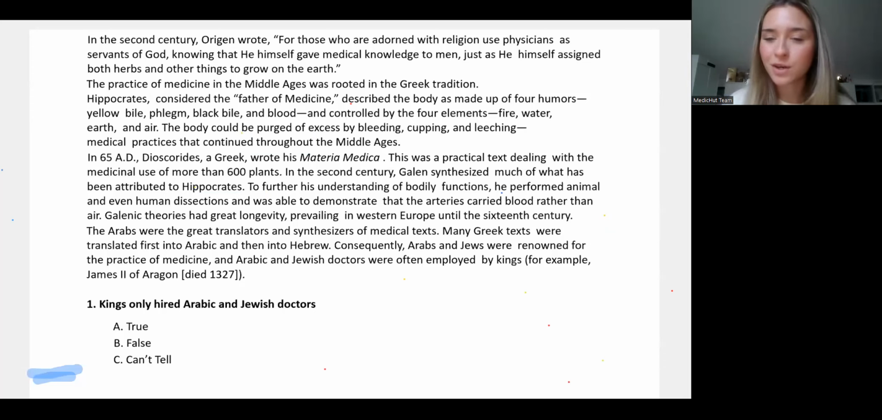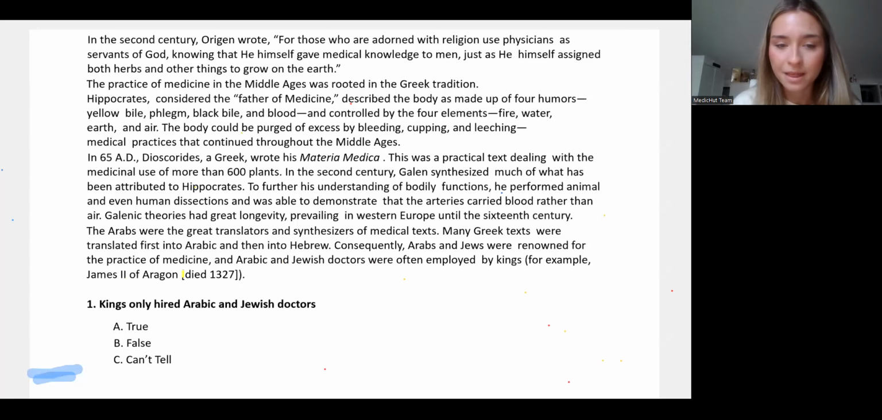So again, it's a true, false, can't tell question. So we want to be scanning for this one. So I'm seeing a mix of false and can't tell. So again, it's one of the questions where it is a little bit difficult to differentiate between the two. So for this question, it says kings only hired Arabic and Jewish doctors. So obviously we want to pick proper nouns to scan for, in this case, Arabic and Jewish. If we're scanning through the text, we can see that Arabic and Jewish is mentioned within the last paragraph.